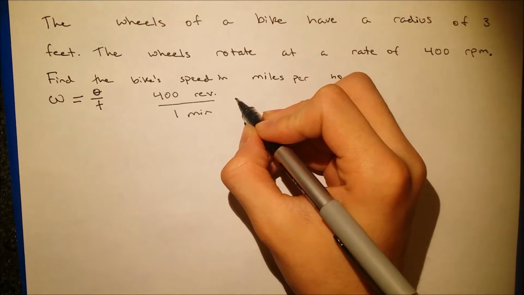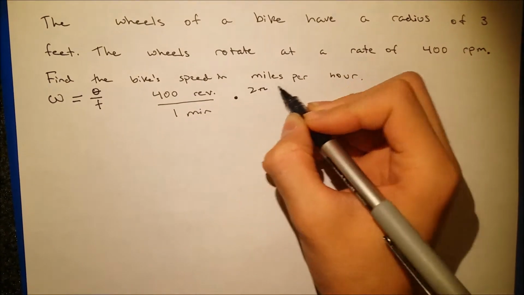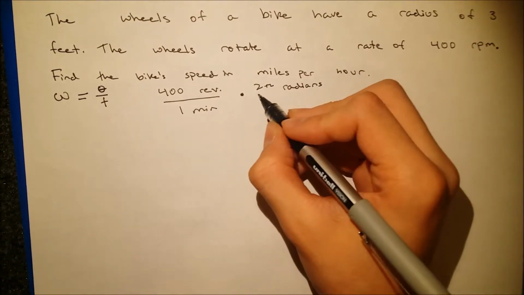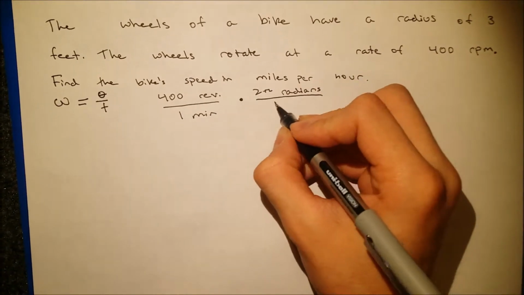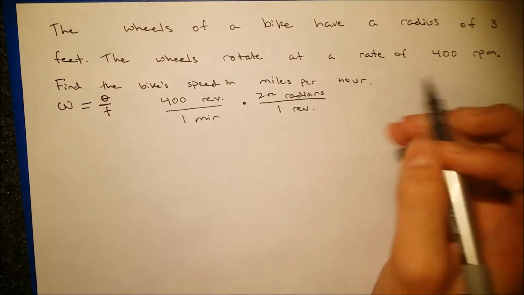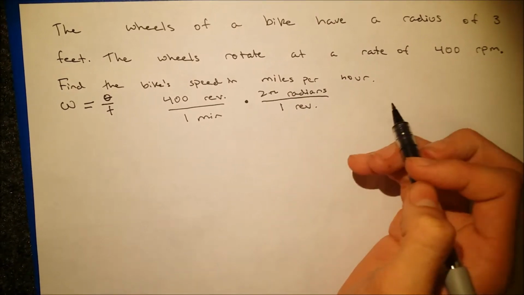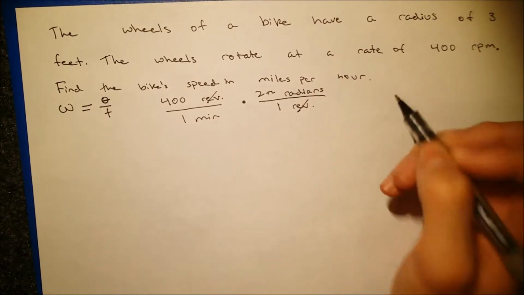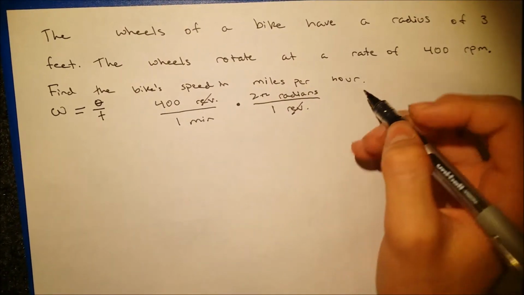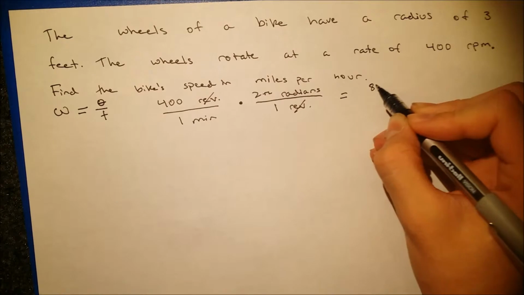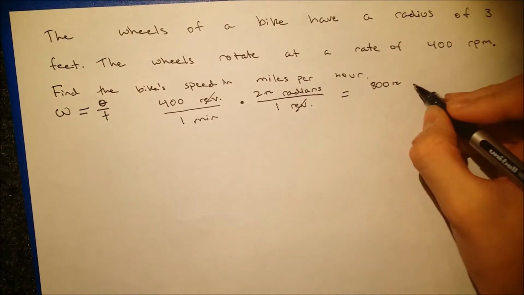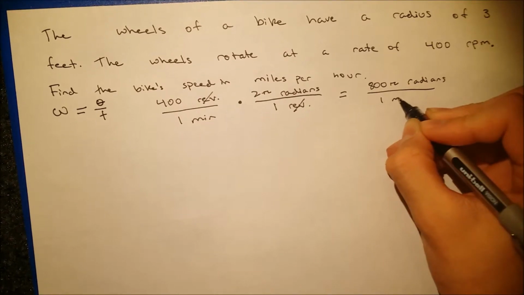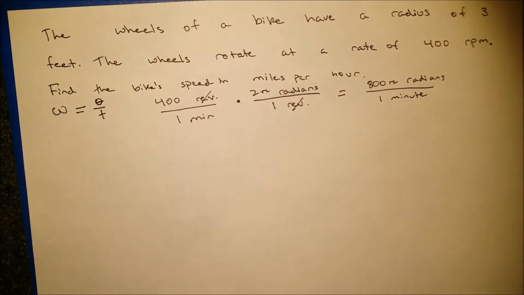To do this, you multiply by 2 pi radians over 1 revolution, because there are 2 pi radians in 1 revolution, and we have to get the revolutions to cancel out. In angular speed, it's always going to be in radians, so this would equal 800 pi radians per 1 minute. So this is the angular speed.